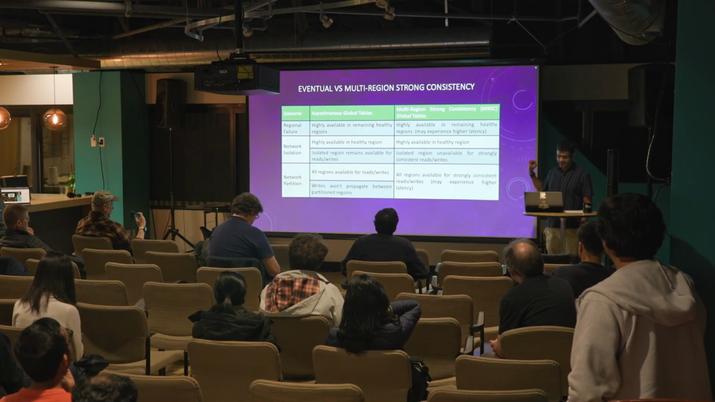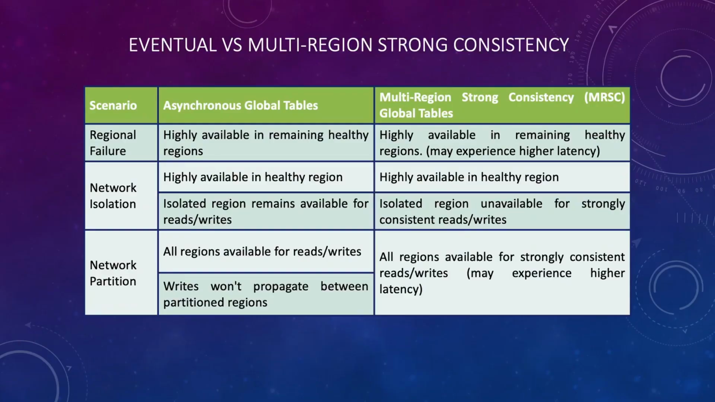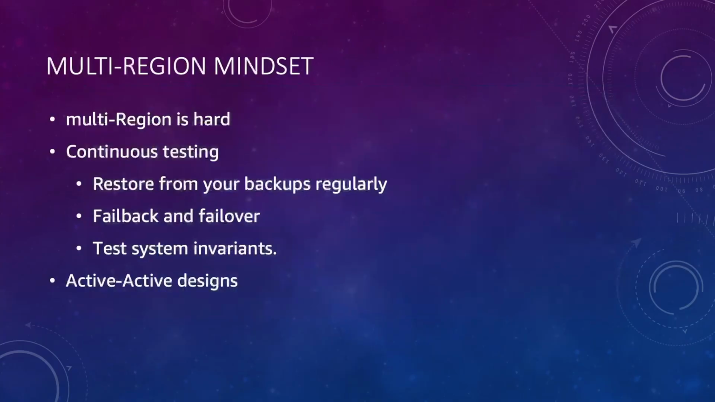I think the key difference is the network isolation and network partition and how both these tables behave, and that might be the only thing which is very different between them. And then the latencies. The thing I wanted to get across is the multi-region mindset, which is very different from a regional mindset, because in a regional mindset everything is almost constant and predictable. In multi-region, the mindset itself is hard. You have to think about how you're planning to use multi-region. How are you going to test this always?